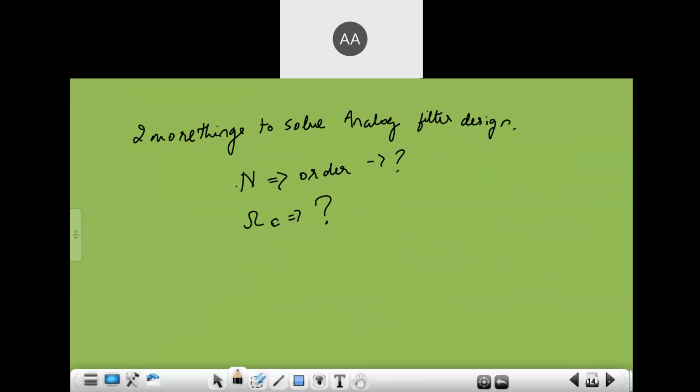So how do we get the expression for finding the order of the filter and the cutoff frequency? That is the next thing. So how do we do it?